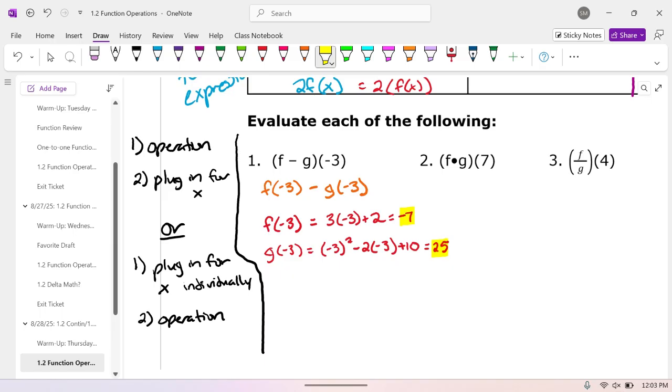Now comes the easy part. We got the numbers. Now we're doing the operation. So remember, this is one where order matters. So since F comes first, we start with -7. Actually, let me rewrite this. F minus G of -3 is equal to -7 minus 25, which should give you what?